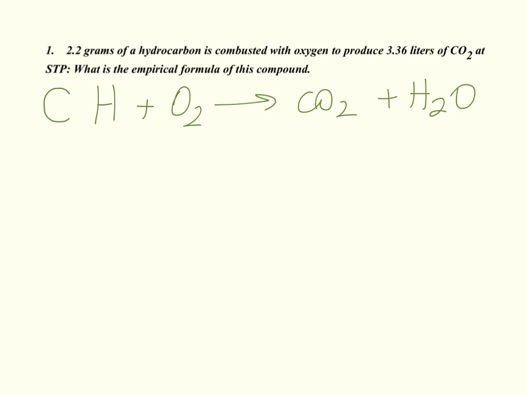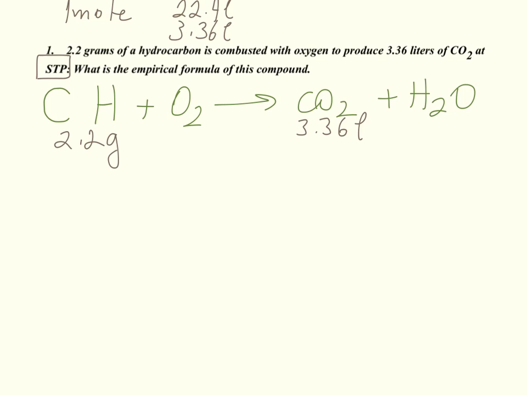Also, we're given that we have 2.2 grams of a hydrocarbon, which produces 3.36 liters of carbon dioxide at STP conditions. STP means 1 mole of a gas at STP conditions occupies a volume of 22.4 liters. Therefore, 3.36 liters are occupied by how many moles? We can say that our carbon dioxide is 0.15 mole.